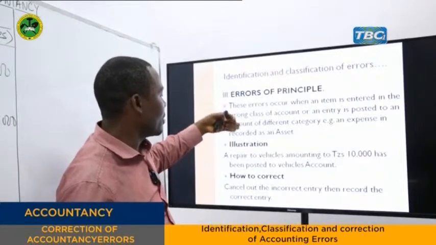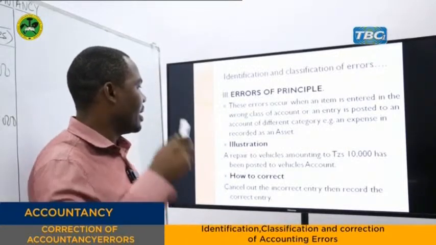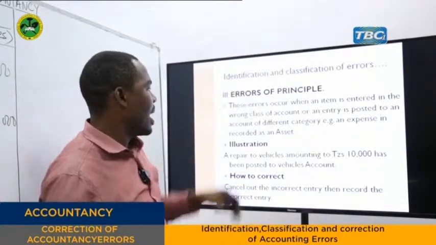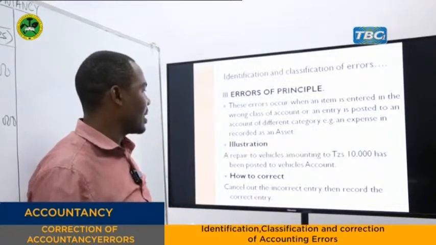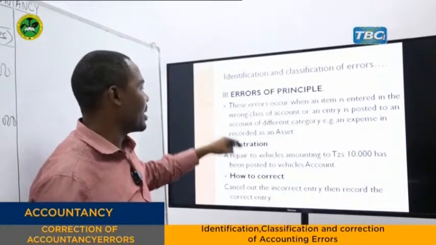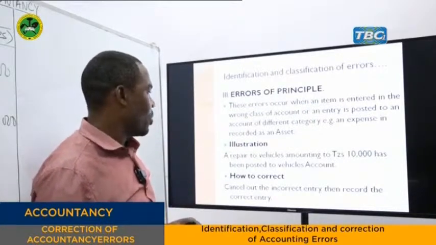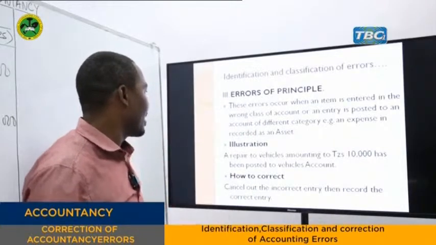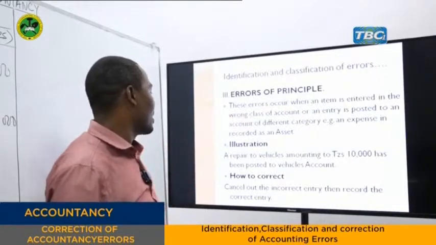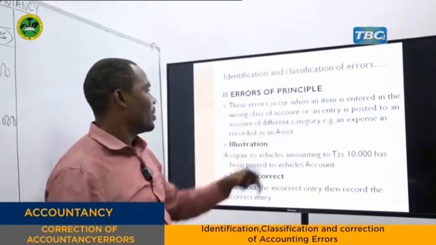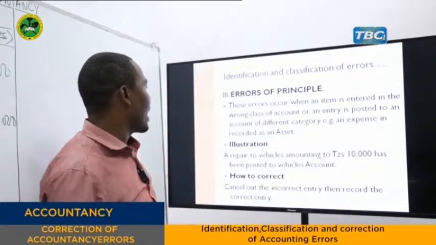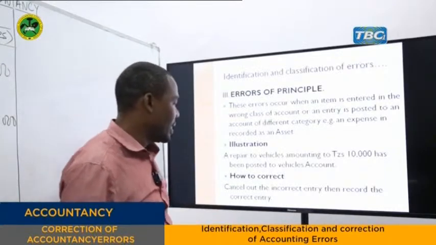Or normally it goes with the expenses and the asset. But this should be of the same balance. If it is asset and expenses, asset has a debit balance and the expenses have a debit balance. So if you make that mistake, it constitutes an error of principle. You record it to the wrong class of account, or to an account of a different category, and that constitutes errors of principle. How to correct this?